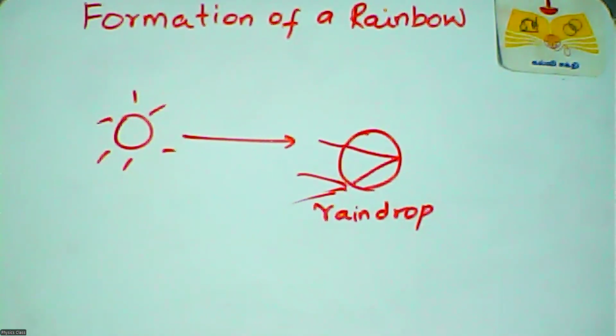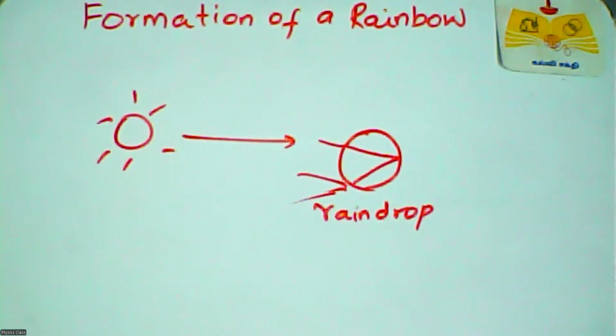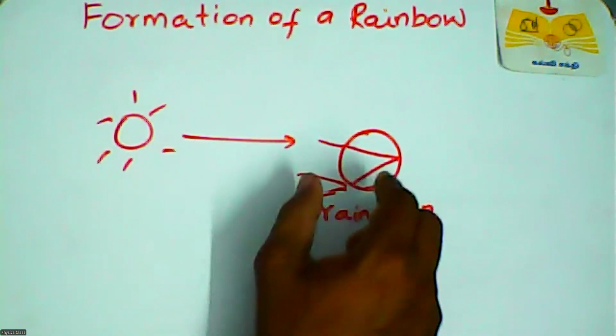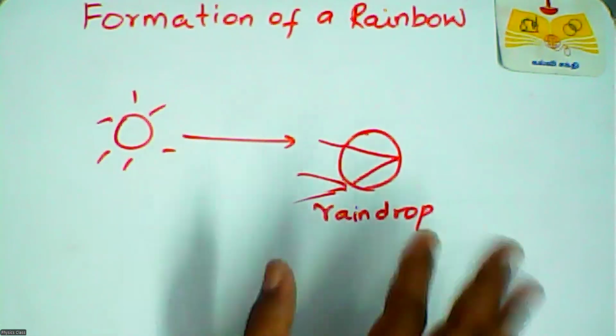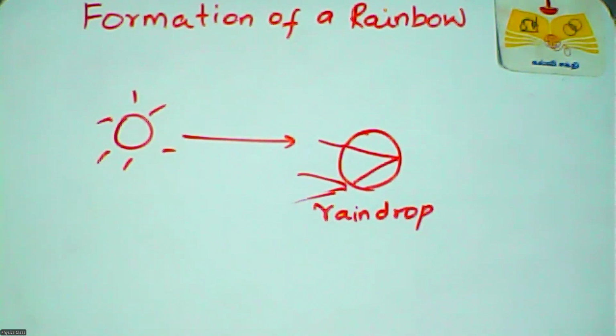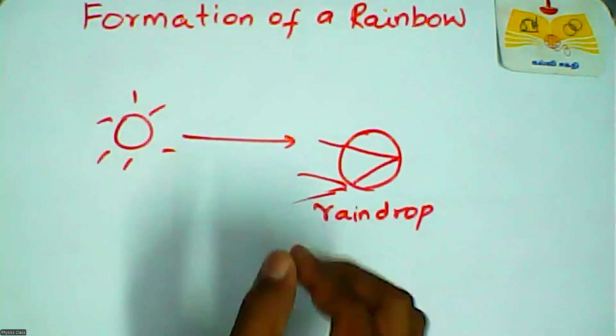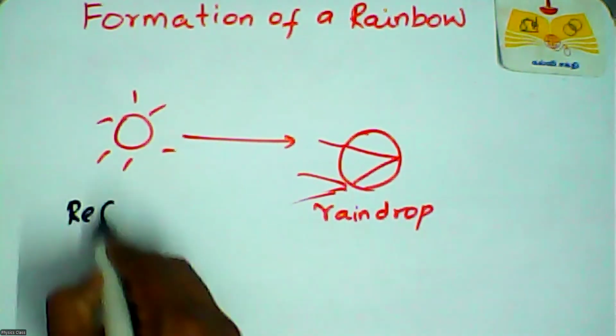So formation of a rainbow consists of, first, water droplets. There must be tiny water droplets in the air, typically after a rain shower or near a waterfall. Already we know that. And then refraction.